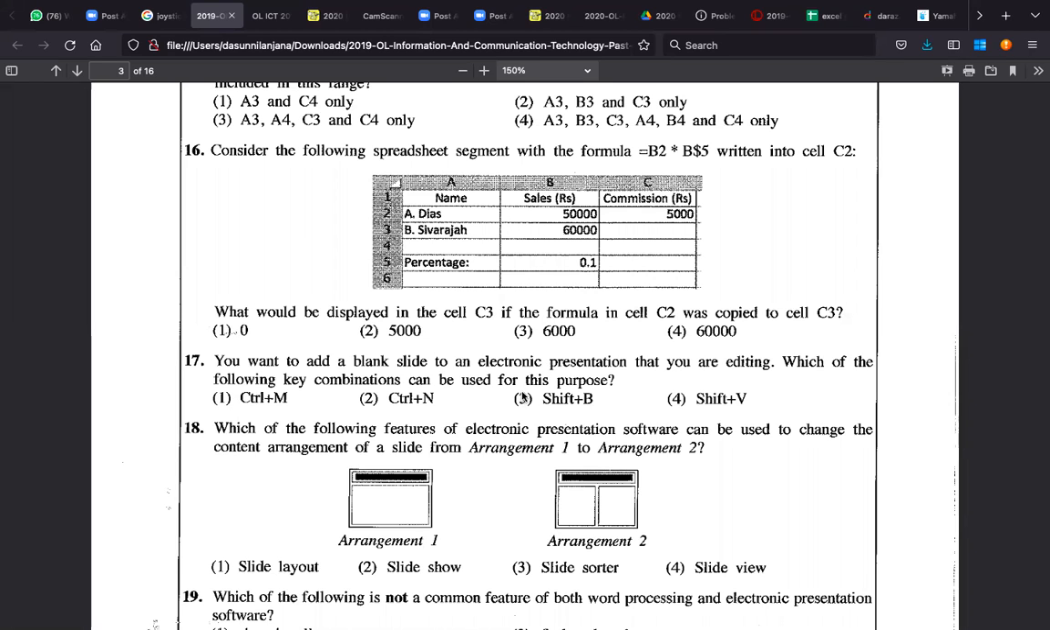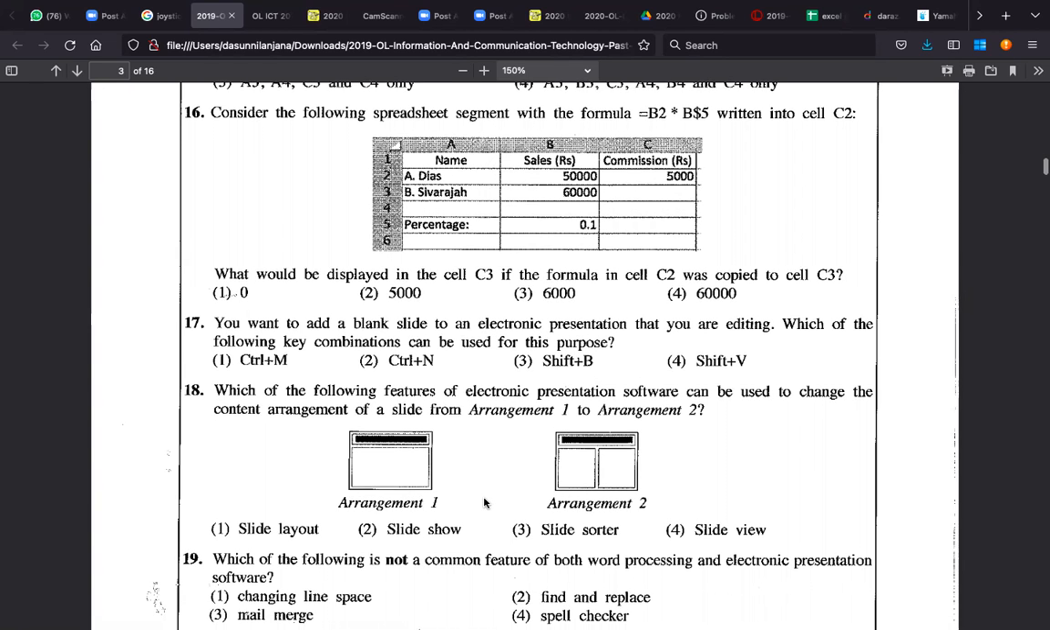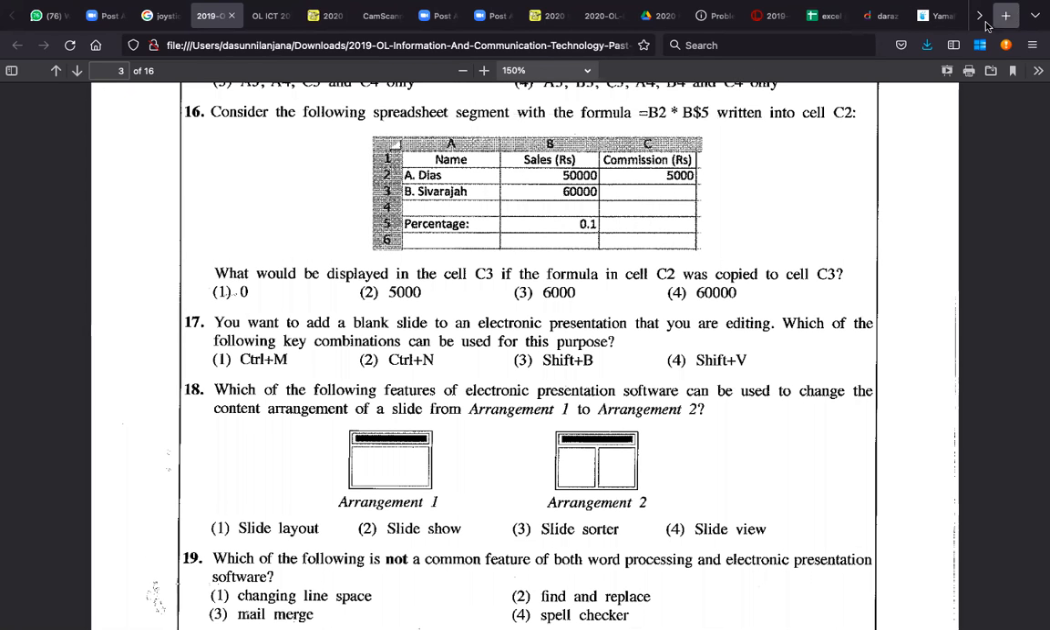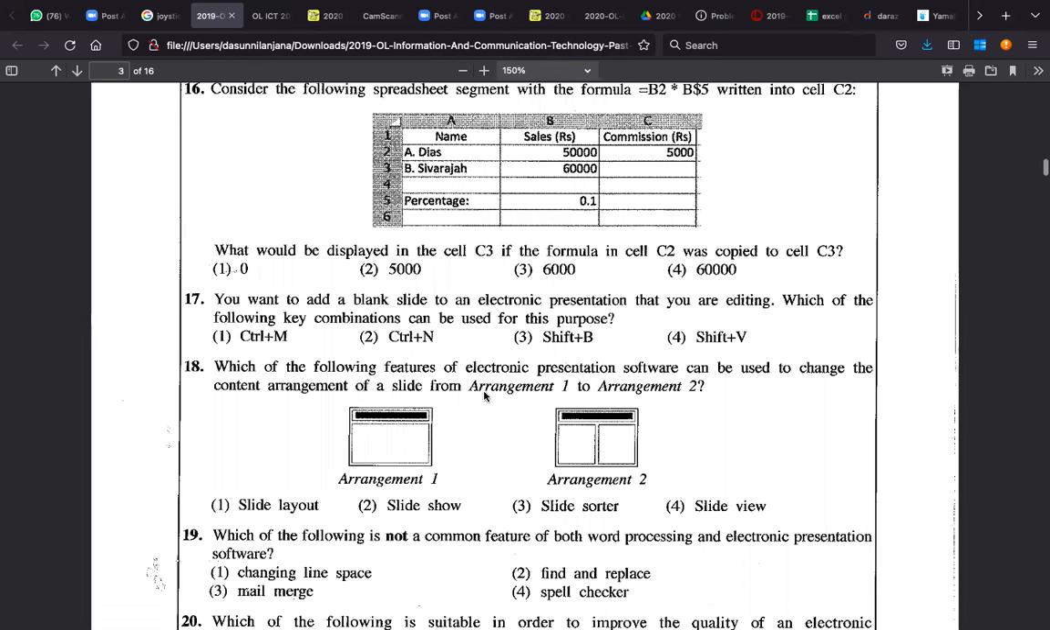But sorry, Praveen's answer you have selected. Praveen has selected Control N for new presentation, not for new slide, right? Okay, 19. 18 also I said, right? Okay, let's finish with 18. So 18 and 19 both I said. Okay, let's finish with that.